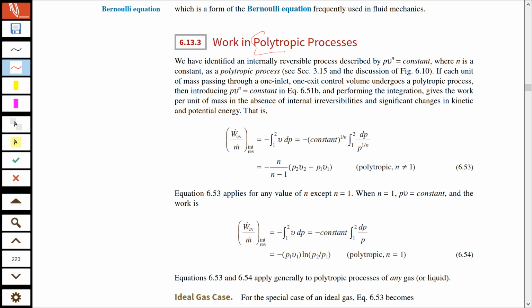Polytropic process. I think polytropic process is just remember that we have PV to the n equals a constant, and you choose different values of n for different processes. Now you know a simple expression for the work transfer per unit mass for any flow process which is internally reversible. So remember, this expression is for a flow process and it's for an internally reversible process.